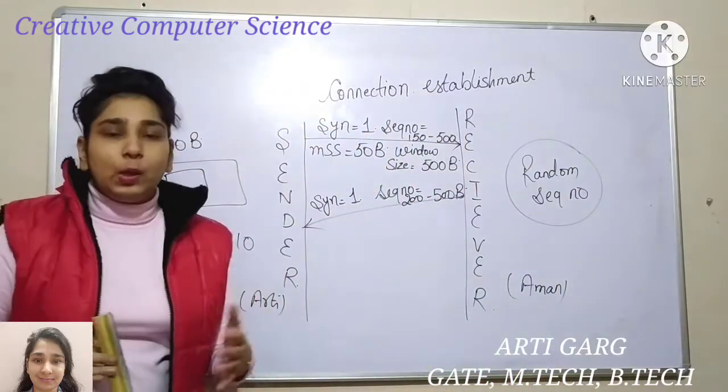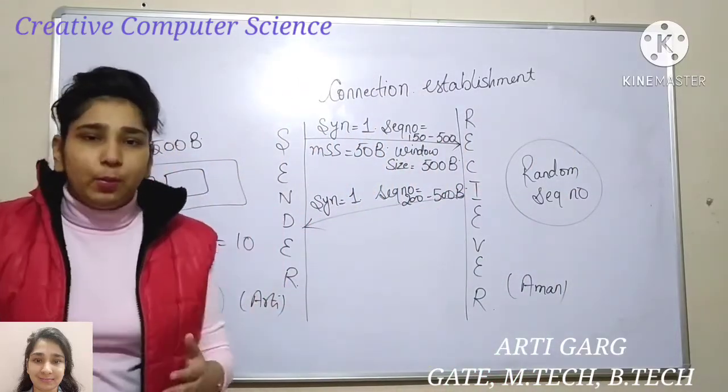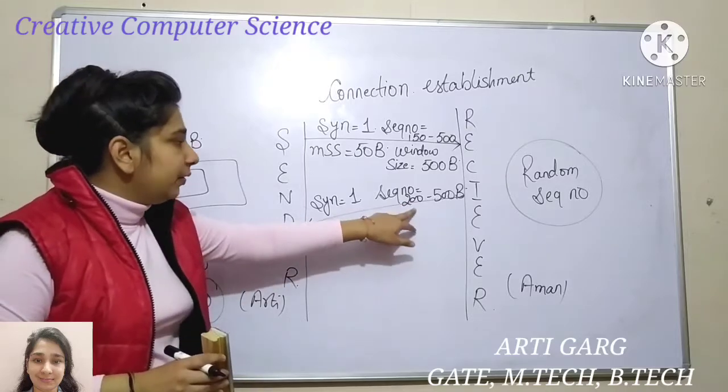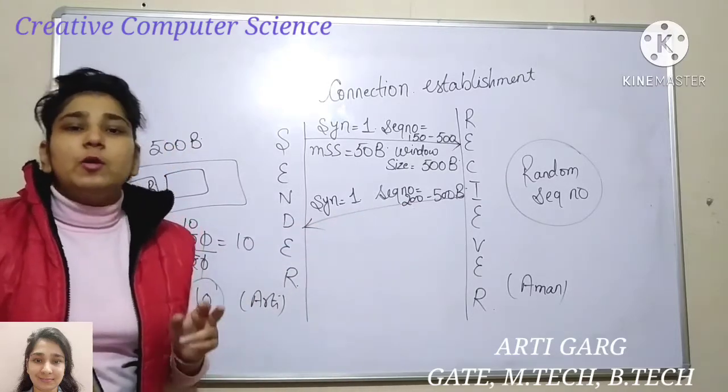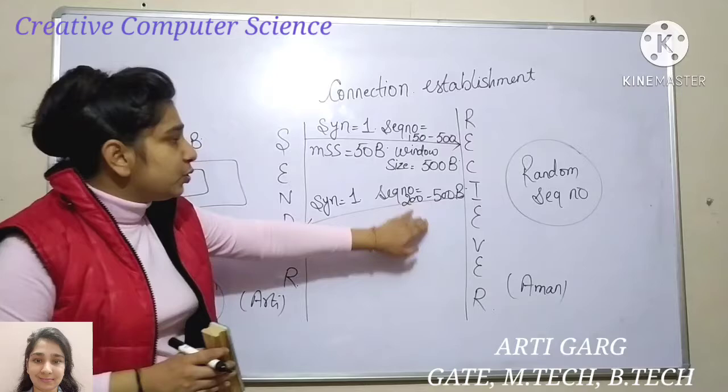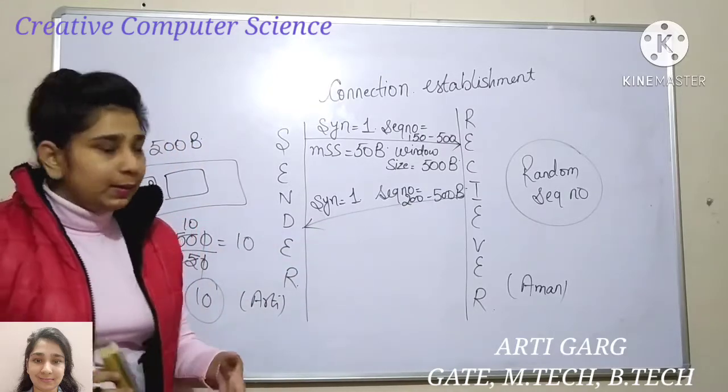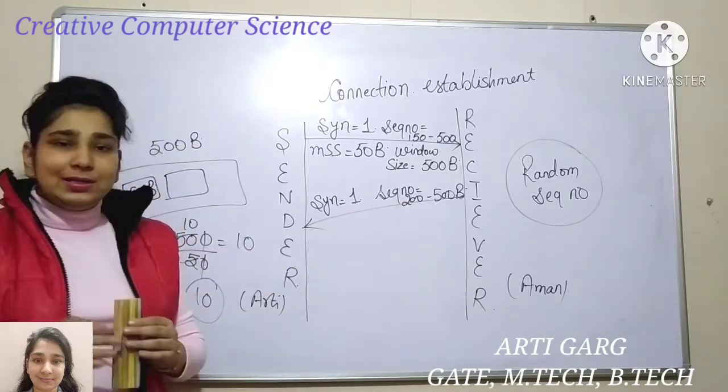The first sequence number is a random sequence number, like 200. This is the first sequence number of this segment. So it is chosen randomly. Okay. And what will it say next?